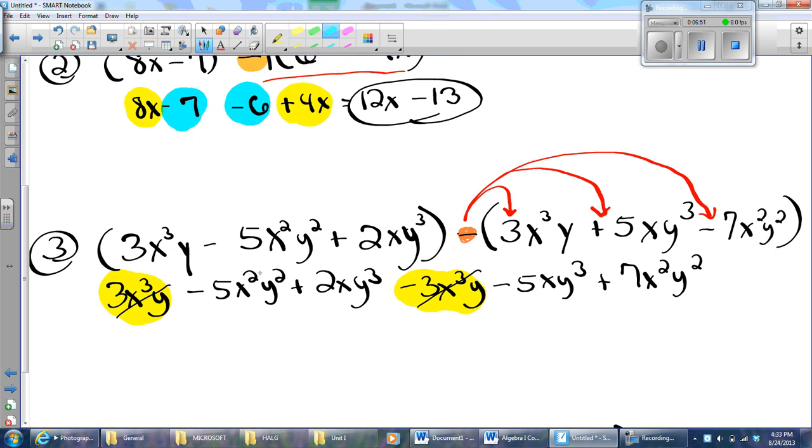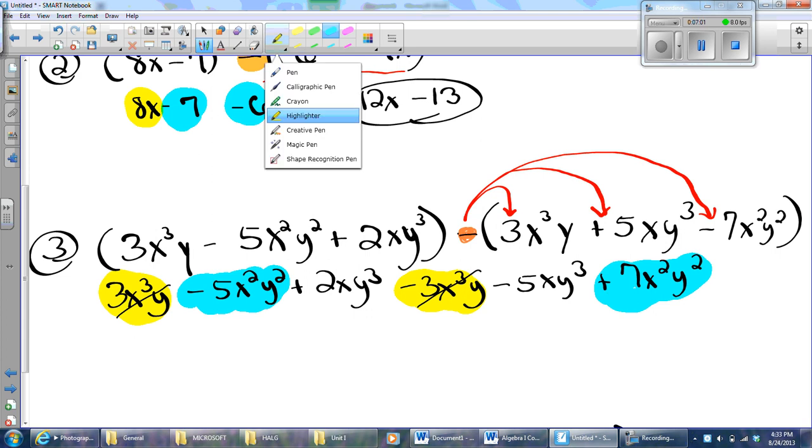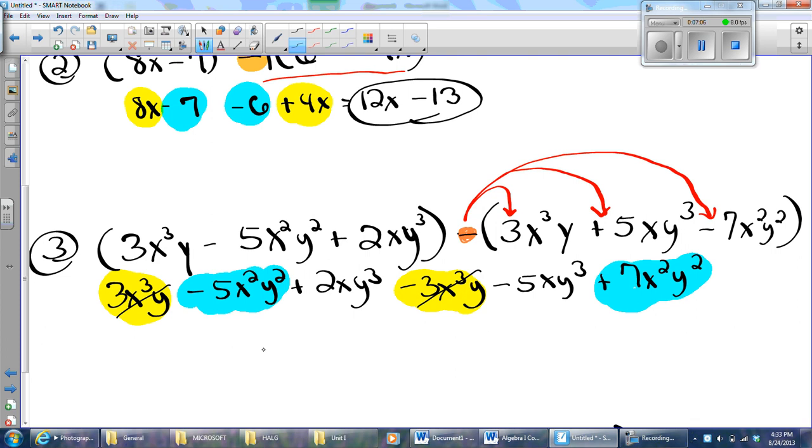Okay, so I have a negative 5x squared y squared, and I have a positive 7x squared y squared. Well, if I think about that, I've got 5 negatives and 7 positives. I must have 2 positives left. 2x squared, oops, y squared. I almost wrote x squared. There we go.